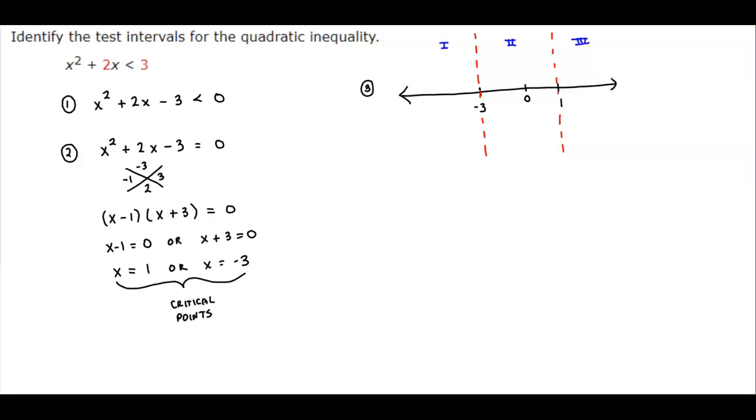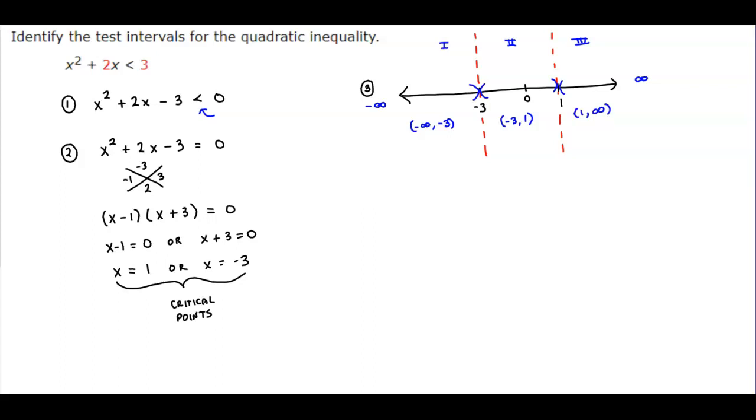In region number 1, we're going from negative infinity to negative 3. Now because this is a less than, we're not going to use a bracket for any of the critical points, because with less than you're not going to include it. So the first interval is going from negative infinity to negative 3. For region 2, we're going from negative 3 to 1. And then in region 3, we're going from 1 to positive infinity.